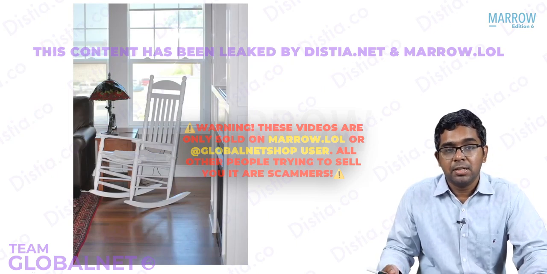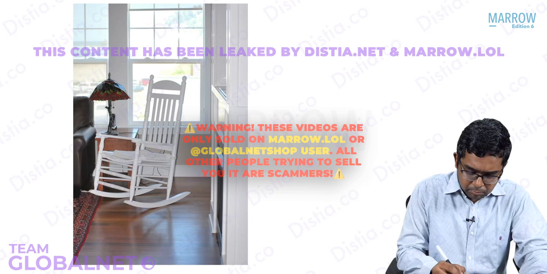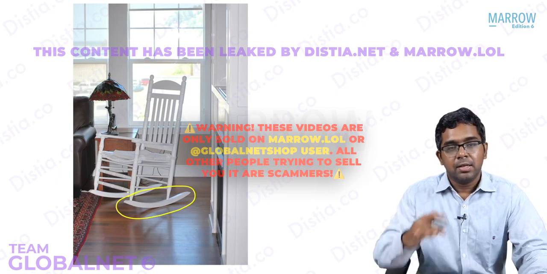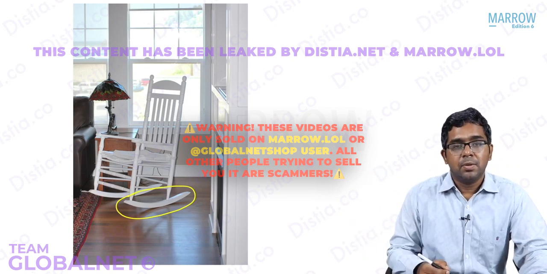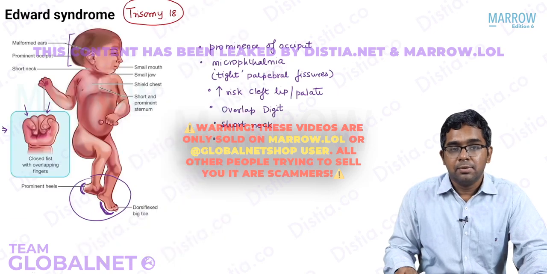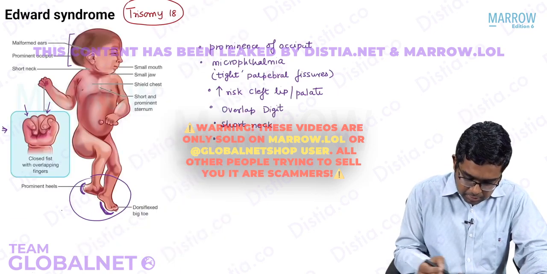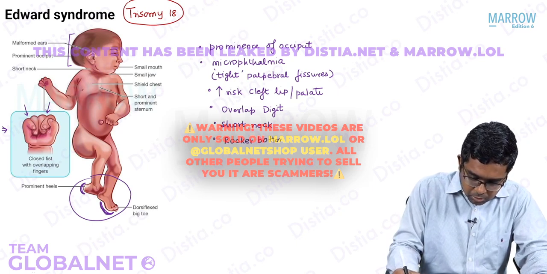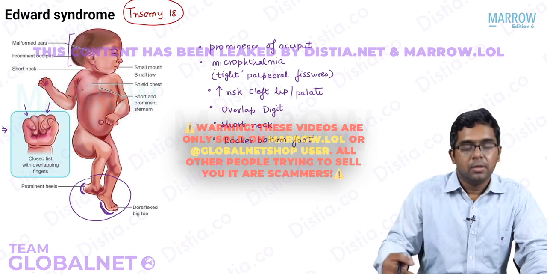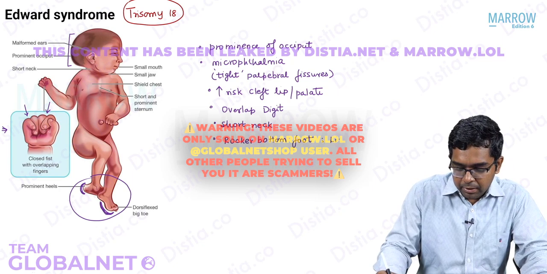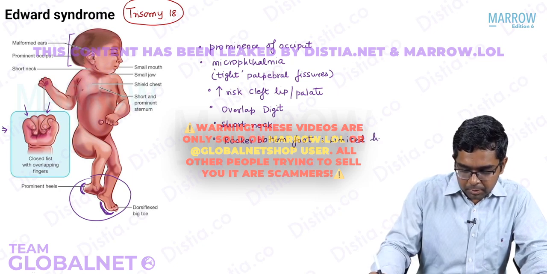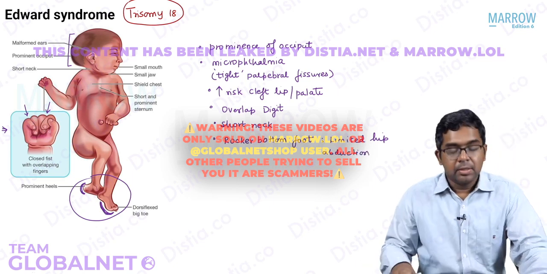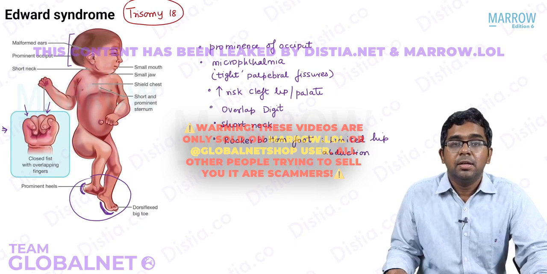What is that? This is the rocking chair which you can see in this picture, and you can see the bottom of the rocking chair. I am talking about this area, the bottom of the rocking chair. Can you see it is also curved like this? So that is why the appearance of the foot in a child with Edwards syndrome is characteristically remembered as rocker bottom foot. Rocker bottom foot. And they also have limited hip abduction. Limited hip abduction. These are the important external appearances of a child with Edwards syndrome.